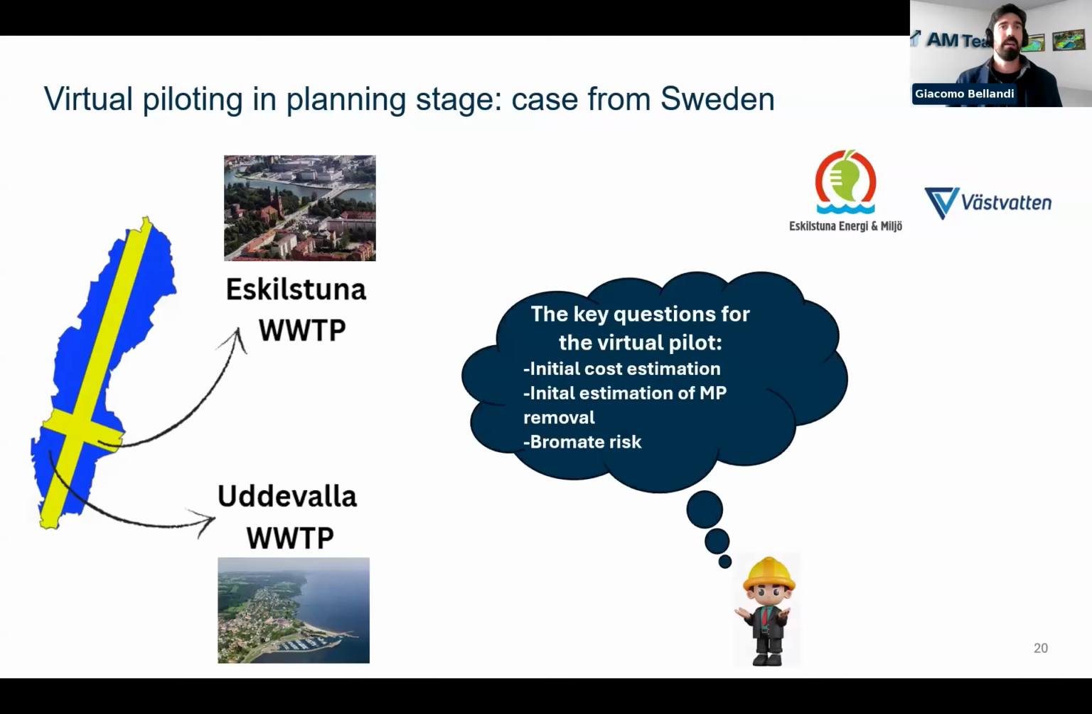And here is a small example from 2 cases in which we received some questions for the potential construction of an ozonation plant. What is the cost estimation for this new installation? What is an estimate of the micropollutants removal that we can achieve? And what is the risk for us with this water quality of forming bromate?